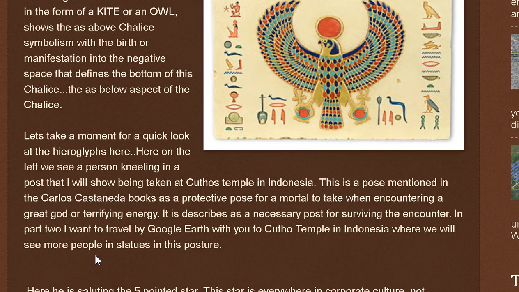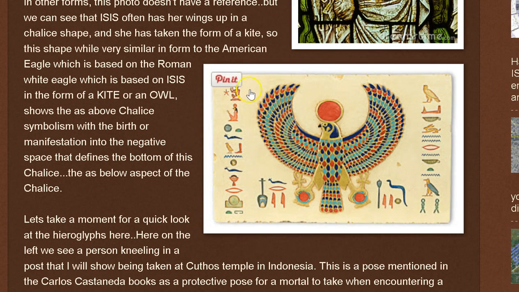Here on the left we see a person kneeling in a pose that I will show being taken at Kutho Temple in Indonesia. This is a pose mentioned in the Carlos Castaneda books as a protective pose for a mortal to take when encountering a great god or terrifying energy. It is described as a necessary pose for surviving the encounter. In part 2 I want to travel by Google Earth with you to Kutho Temple in Indonesia, where we will see more people in statues in this posture.